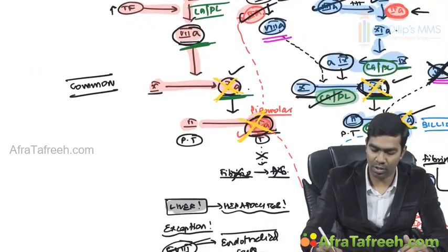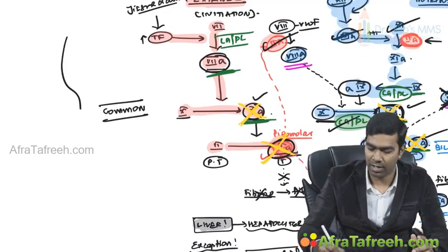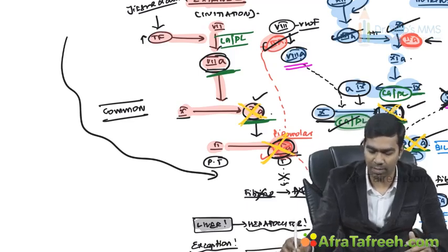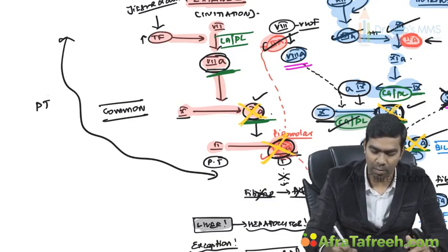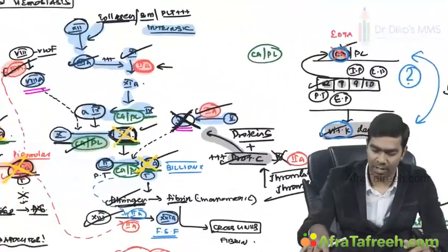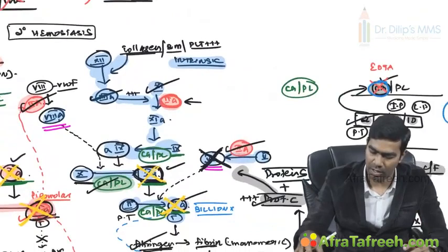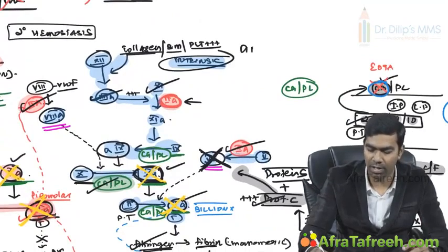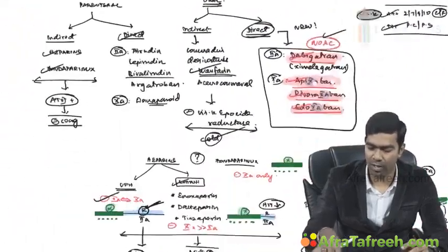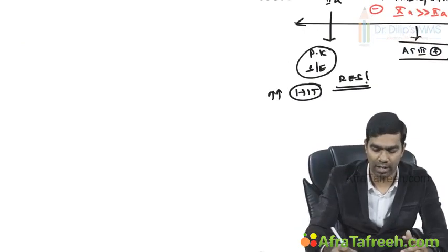So this 2, 7, 9, 10, this extrinsic pathway, is monitored by... anyway, we are going to discuss it later on. The extrinsic pathway is typically monitored by prothrombin time, and your intrinsic pathway is typically monitored by activated partial thromboplastin time. Clear? So I can write what the monitoring agents are here. Anyway, I am going to discuss it in detail again.